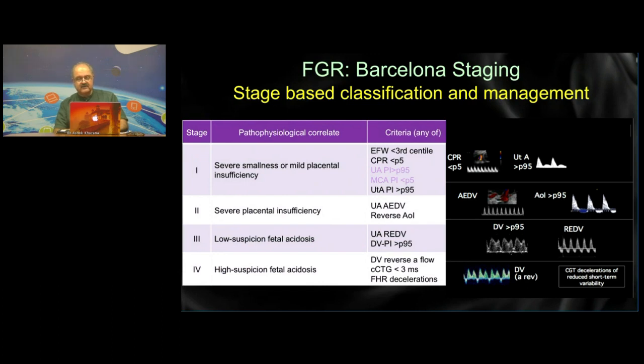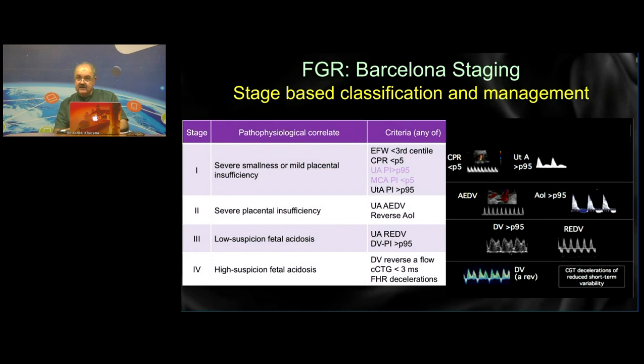In the grade 2, which you notice in the last column in the second block, the moment you have absent end-diastolic velocity in the umbilical artery or reversal in the aortic isthmus, you realize that you're looking at a grade 2. And then, of course, if you have reversal in the umbilical artery or a uterine artery PI greater than the 95th centile, you know you're looking at a low suspicion of fetal acidosis and it's time to wake up. And of course, if you have reversed flow in the ductus venosus, an abnormal computerized CTG or fetal heart rate decelerations in your conventional monitoring, then you know that you have very little time left and you need to act.